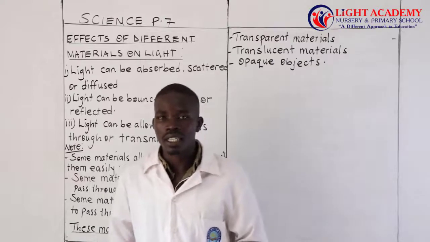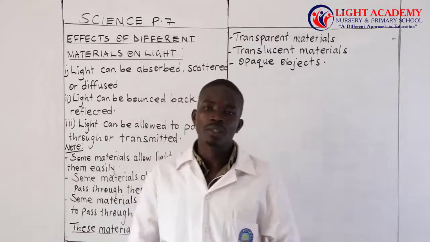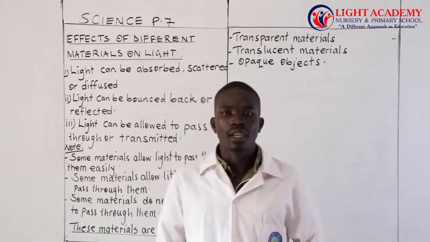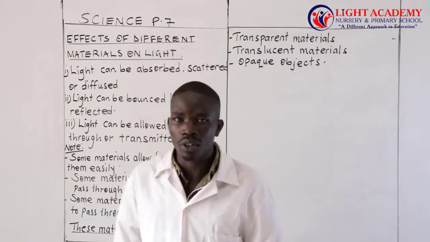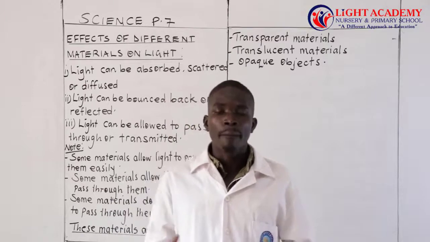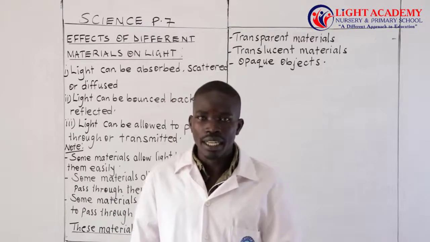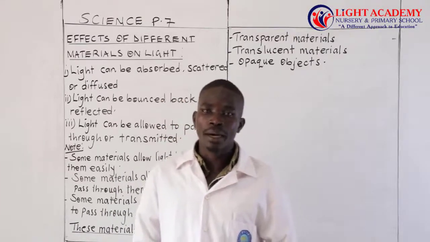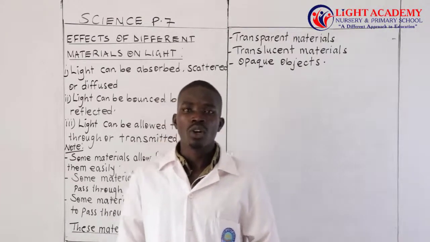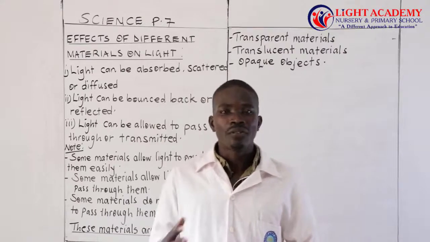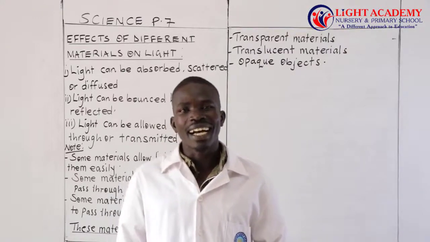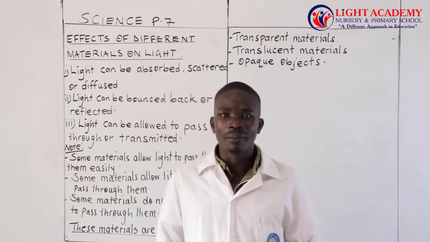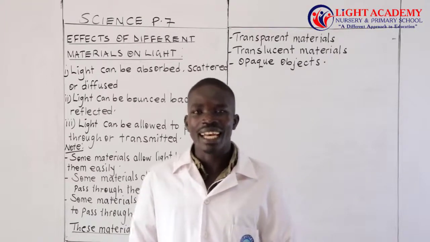Then from there I said light travels from one place to another through light rays, and a group of light rays is what we call a beam of light. We looked at different types of beams. We looked at the parallel beam of light. We looked at the diverging beam, and we looked at other things.